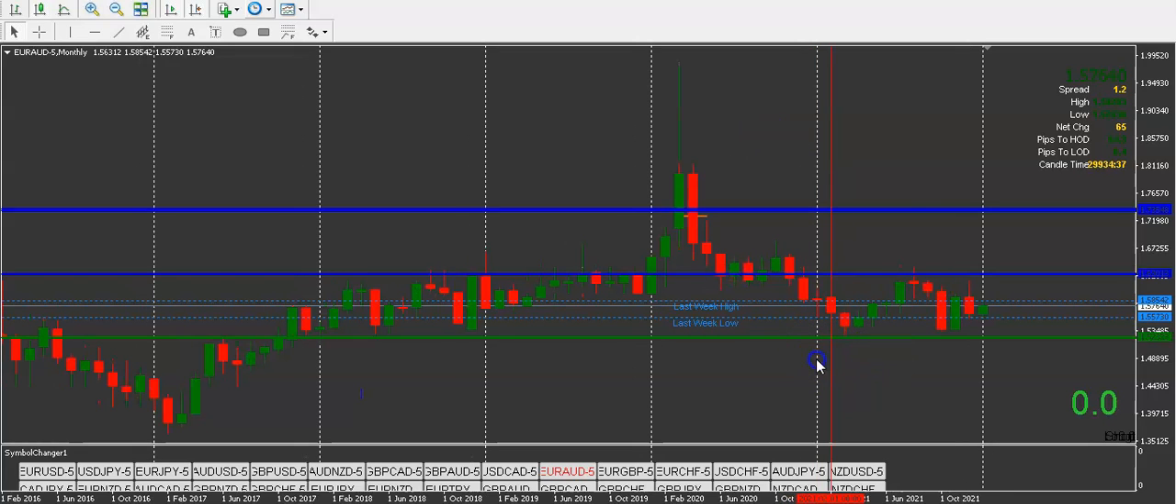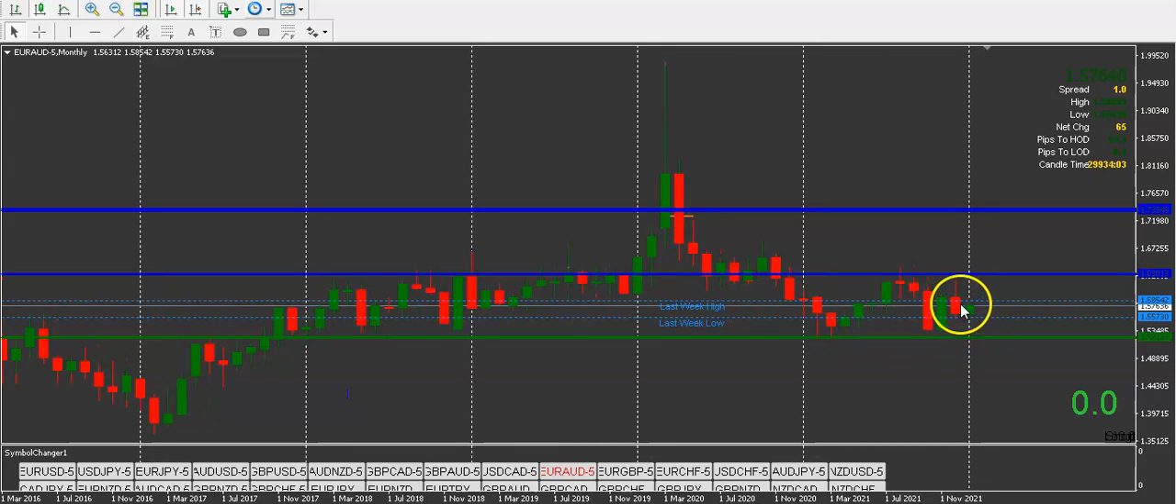Okay, so get rid of this here. So we have a high, we have a low, swing high, lower low, lower high, higher low. Okay. So this is a shift in market structure, and there could be a possible break here.